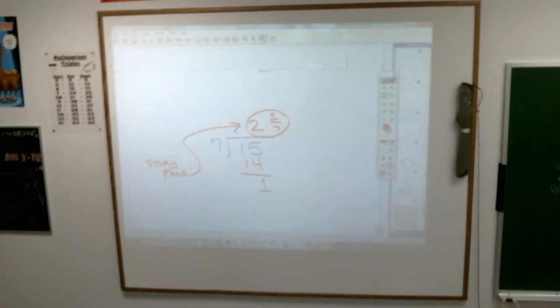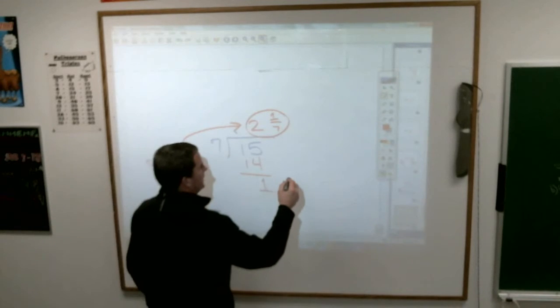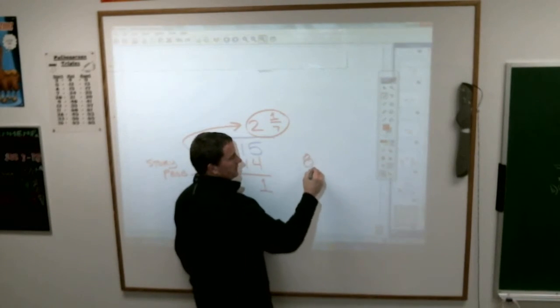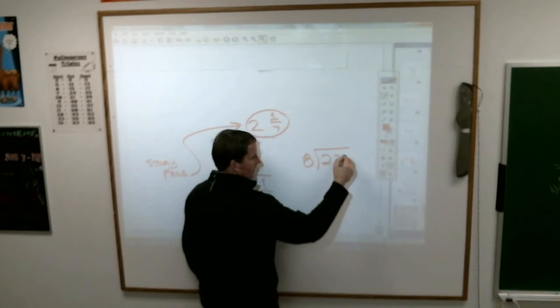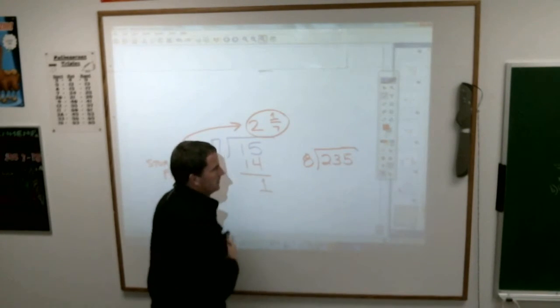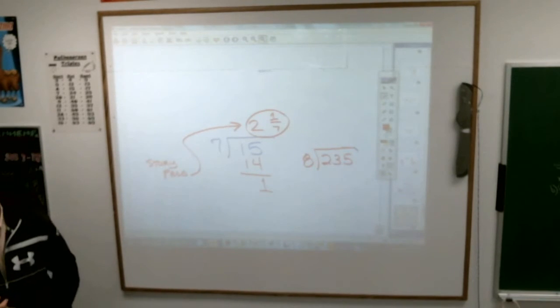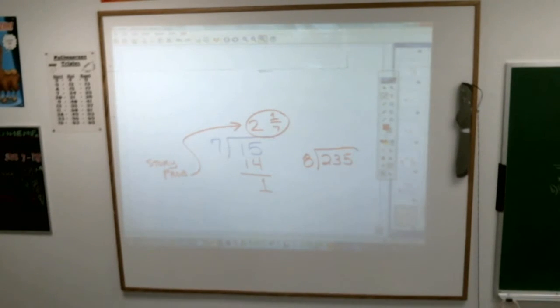How about this one? What if I had 8 into 230? Divide that out and write me the remainder as a fraction. Give me a second to do that.